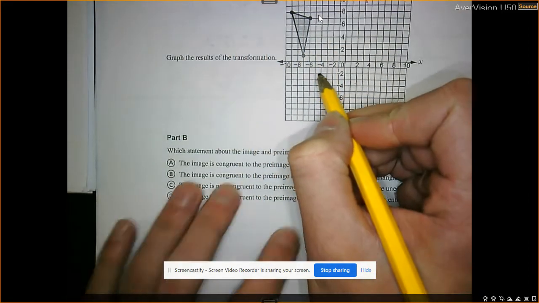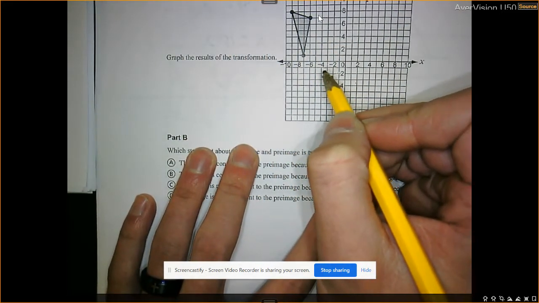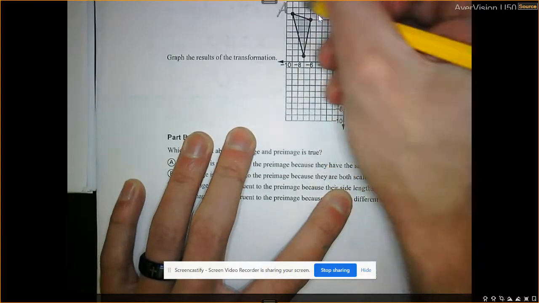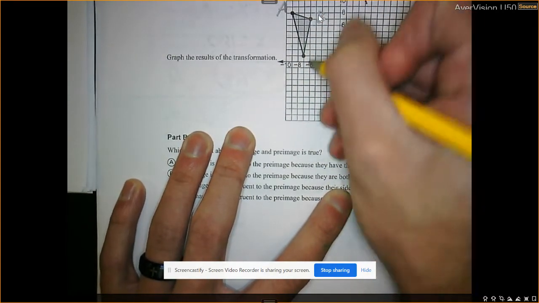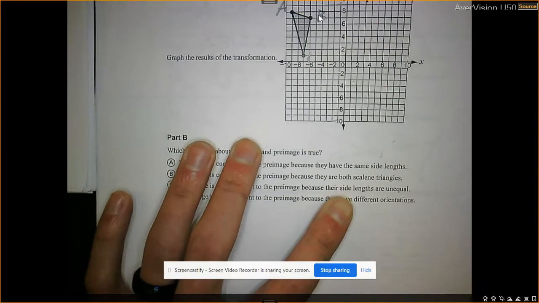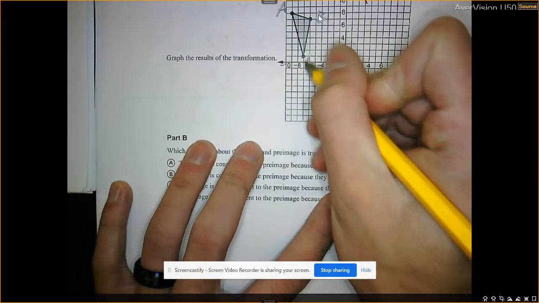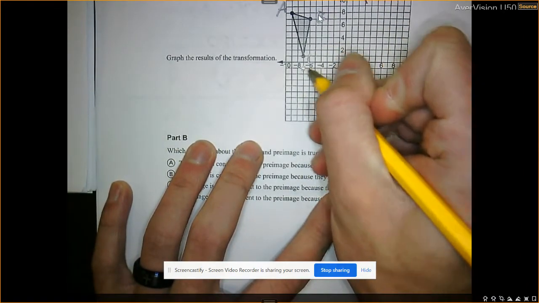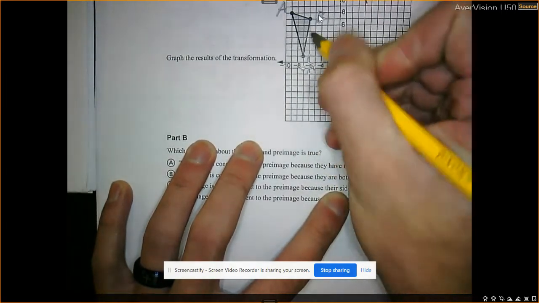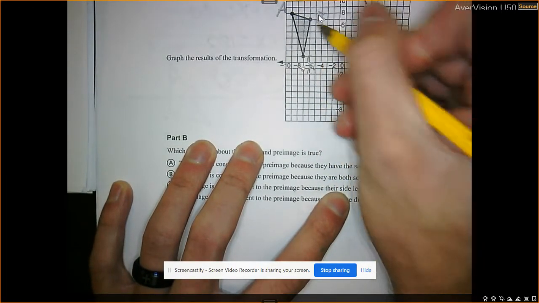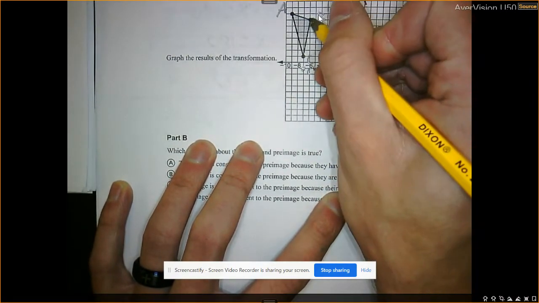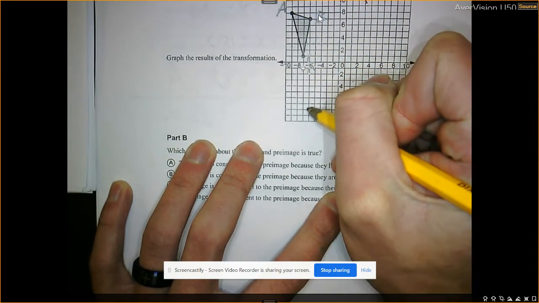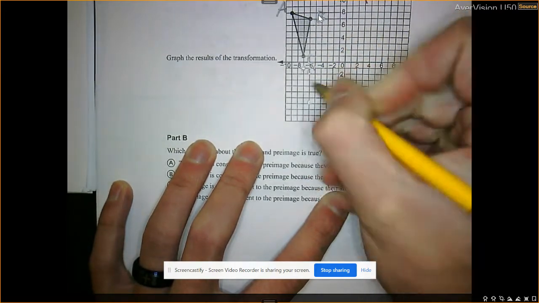So let's first reflect this over the x-axis. Let's call this A, B, C, so we know which points go with each other. If I'm reflecting C over the x-axis, well, it's 1 away, so it's going to be 1 away down here now. B over the x-axis, it is up here at positive 7, so I'm going to stay on this line and go to negative 7. There's B prime.